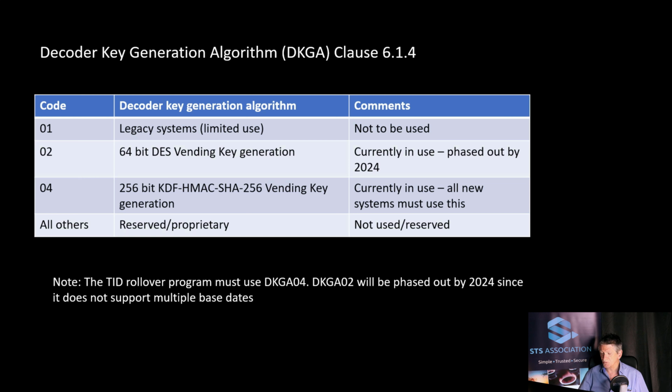It's currently in use, and all new systems should use this because the others do not support the TID rollover program. All other DKG-A codes are reserved or proprietary and should not be used. Please note that the TID rollover program must use DKG-A04. DKG-A02 will be phased out by 2024 since it does not support multiple base states.